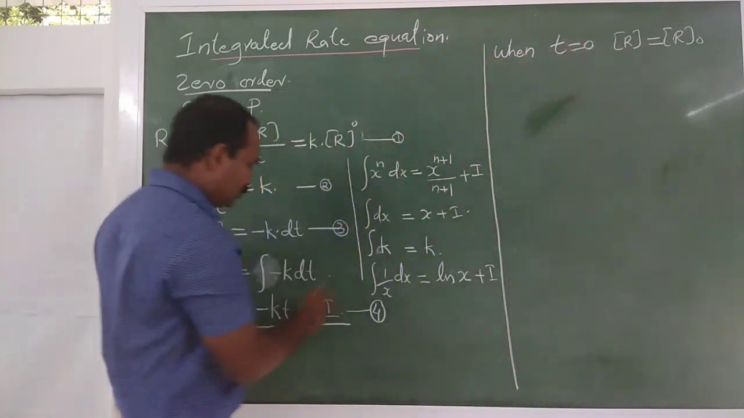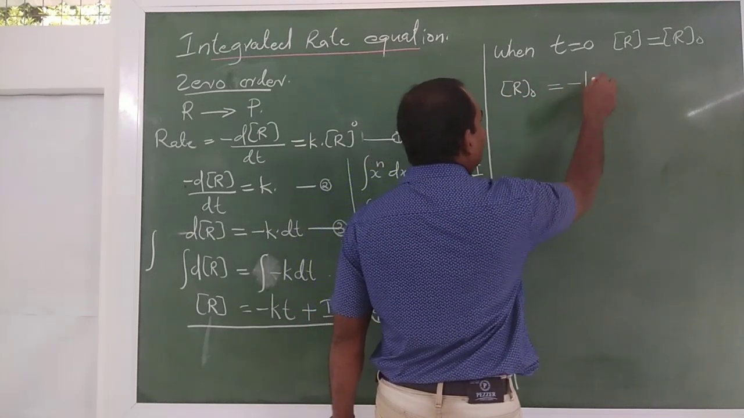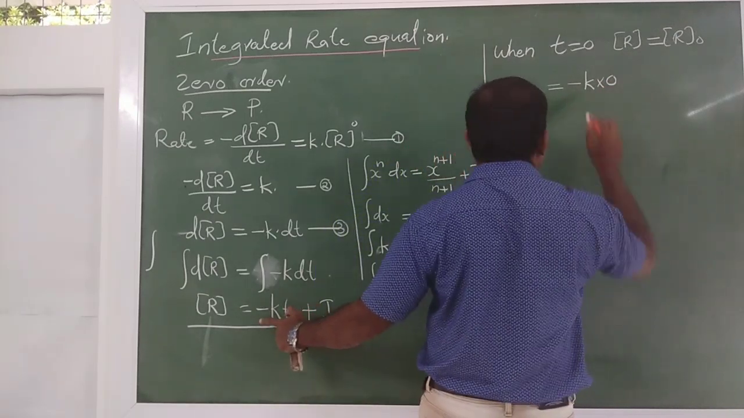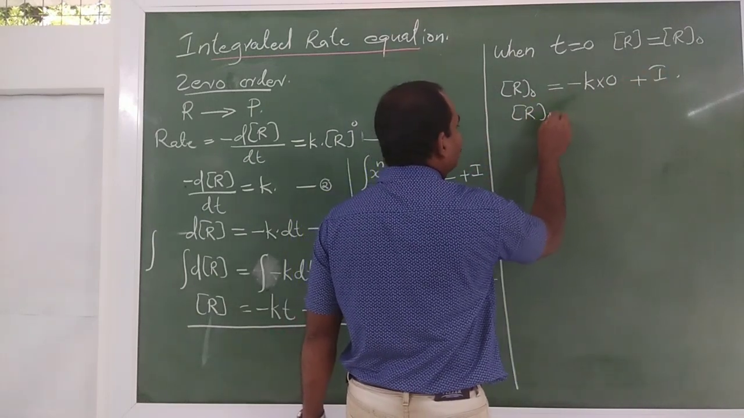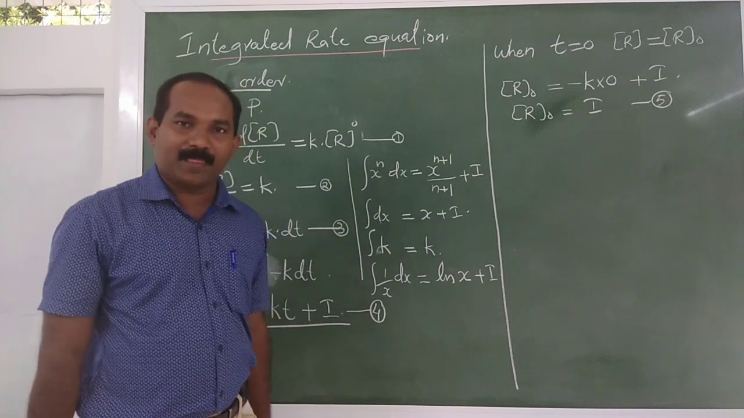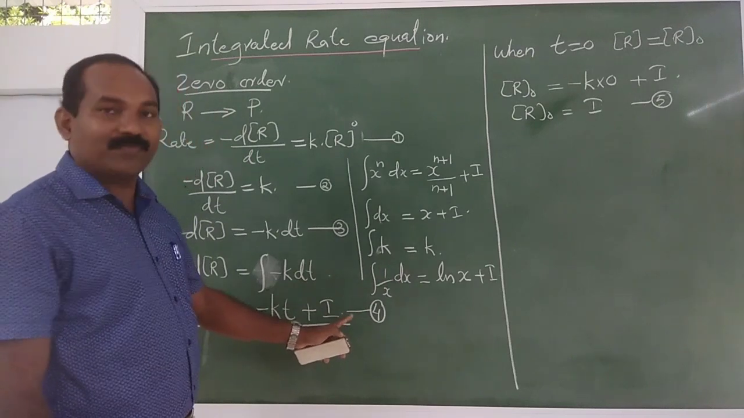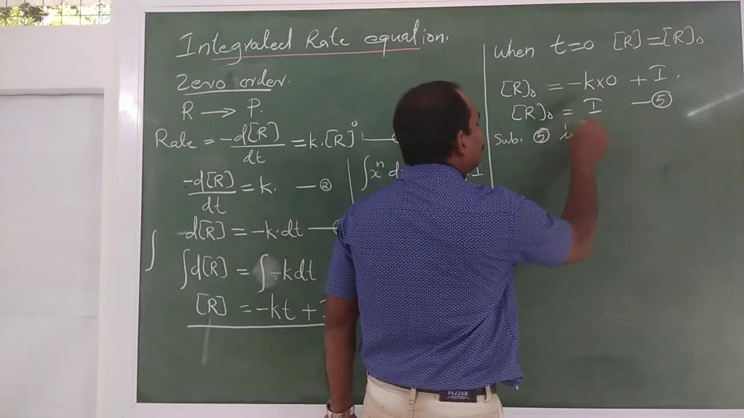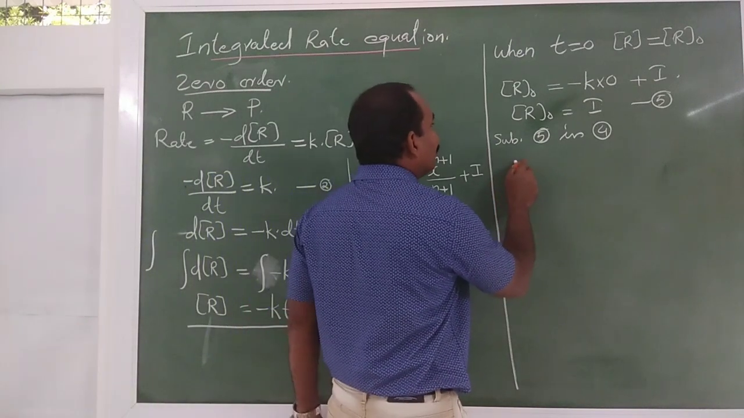Then substitute that into this equation. We get concentration of R0 is equal to minus k into 0 plus I. Then concentration of R0 is equal to I. Now we get the integration constant I. Substitute this integration constant into equation number 4, so substitute 5 in 4.